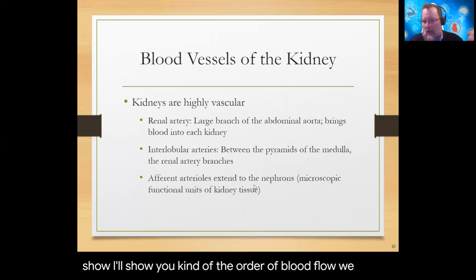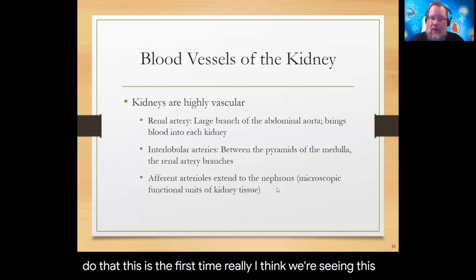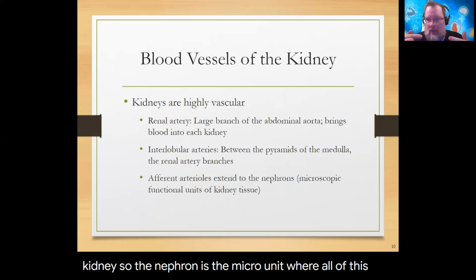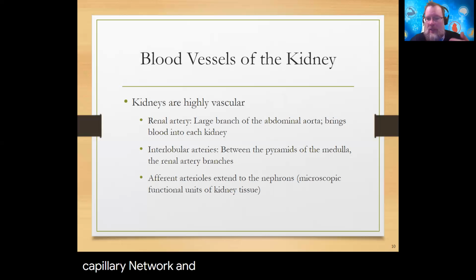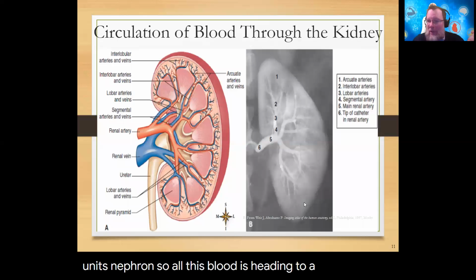Before we do that, this is the first time I think we're seeing this term nephron. A nephron is a functional unit within the kidney. So the nephron is the micro unit where all of this blood is going. Part of the nephron is going to be a capillary network, and it's going to have a name, but I did want to mention that. These are the microscopic functional units, nephrons. So all this blood is heading to a nephron. Nephr- means kidney or has something to do with the kidneys.